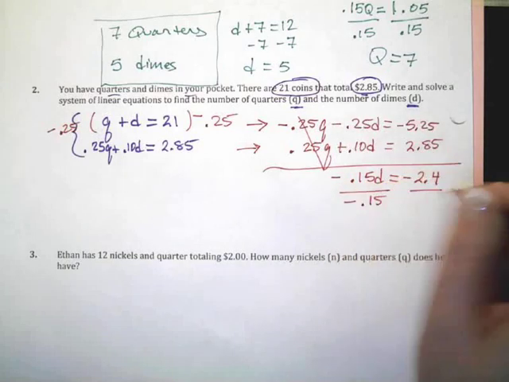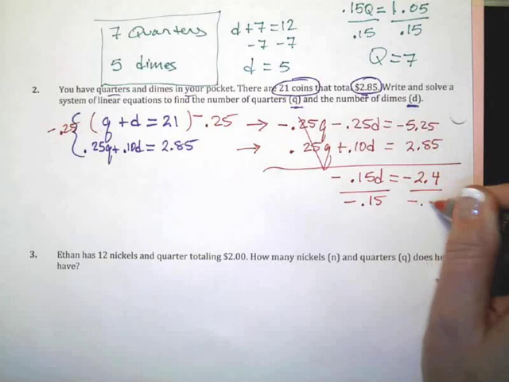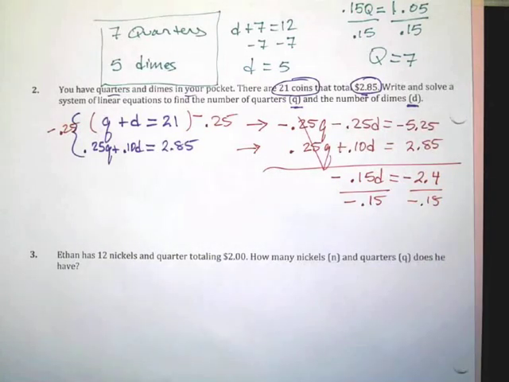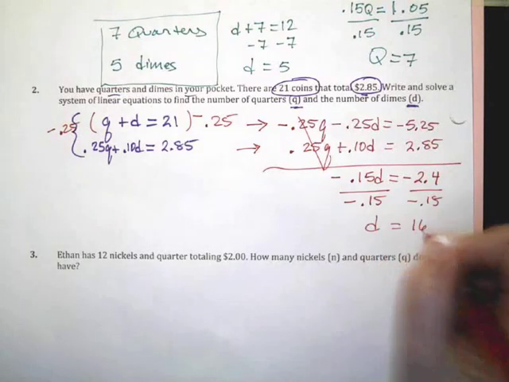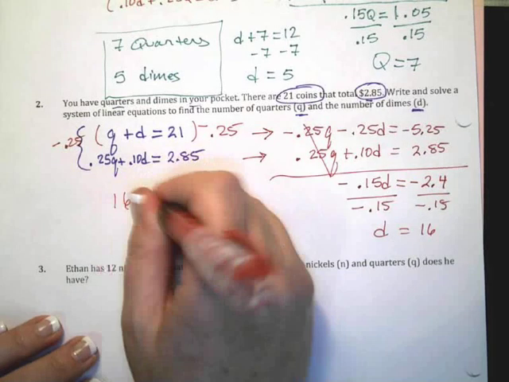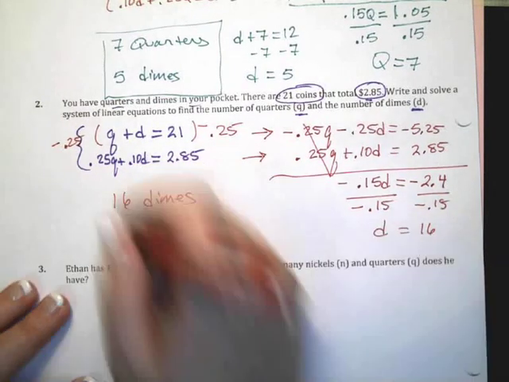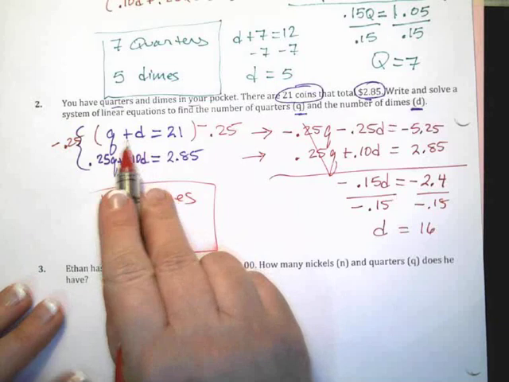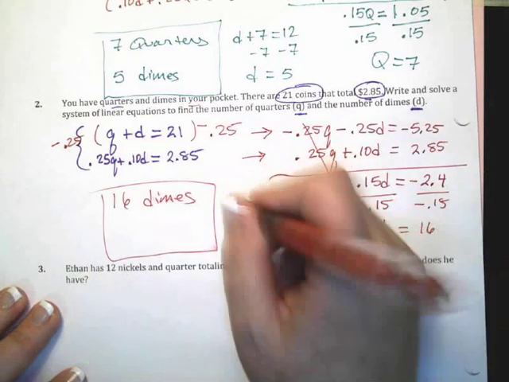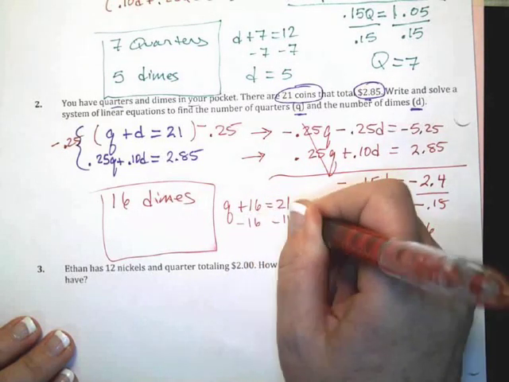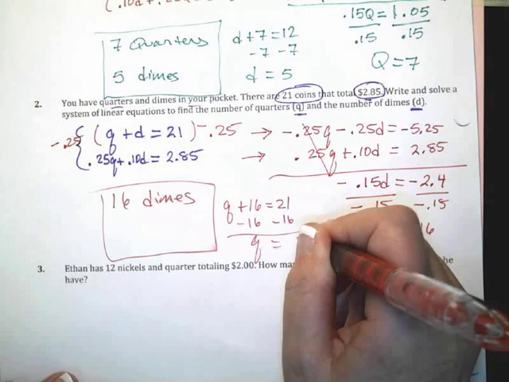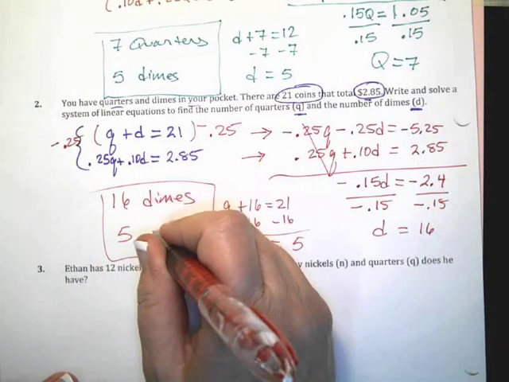So let's go ahead and divide by always the number in front of the variable. So we have negative 2.4 divided by negative 0.15. And that gives us 16. So we have a total of 16 dimes. And let's use this easy equation up at the top. So quarters plus 16 equals 21. Subtracting 16 from both sides, we get 5 quarters.